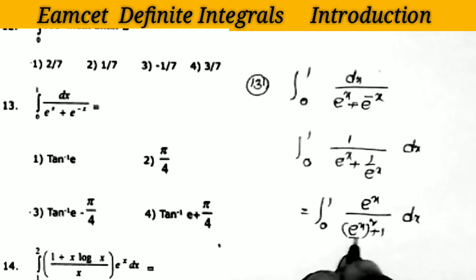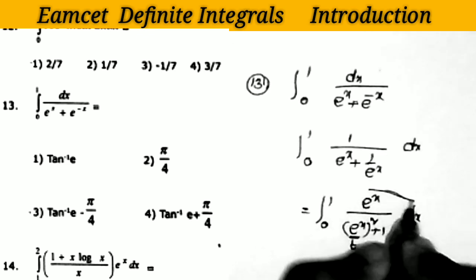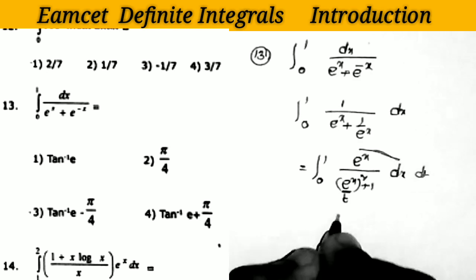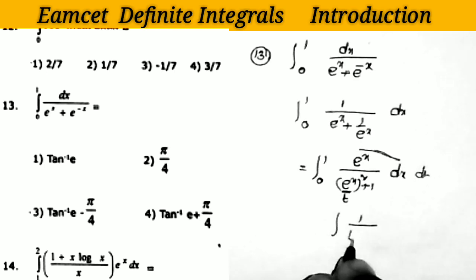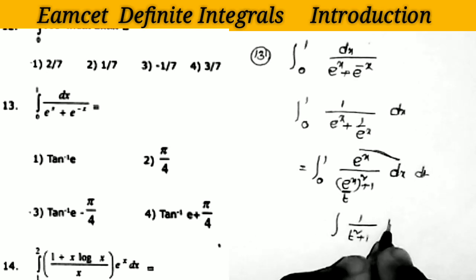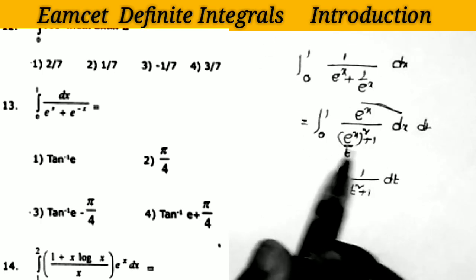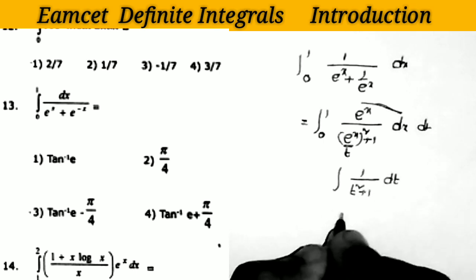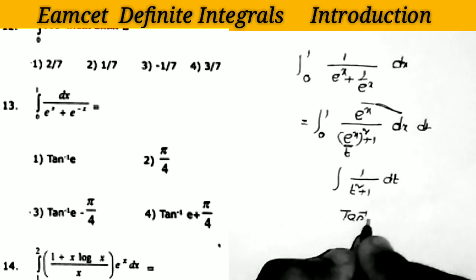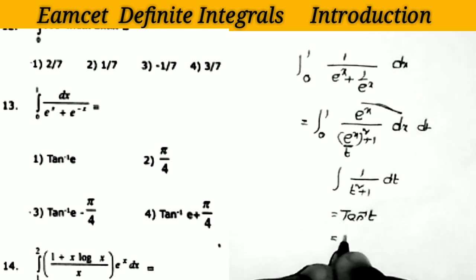Now, what is the derivative of the e power x? E power x. E power x derivative is e power x, so I take that e power x is equal to t here. Okay. Then e power x into dx, this total value becomes dt. So the question becomes integral 1 by t square plus 1 into dt, that is 1 by 1 plus t square into dt, and the integration is equal to tan inverse of t, and replacing the t value, that is tan inverse of e power x.